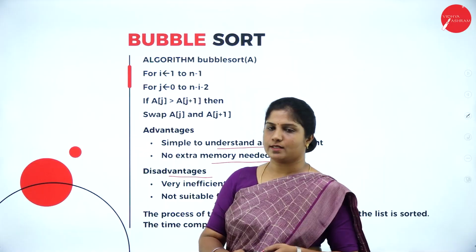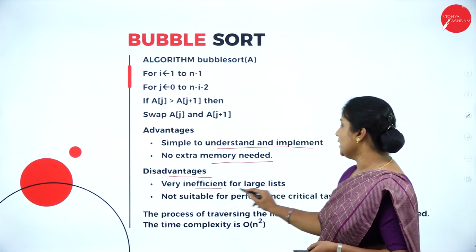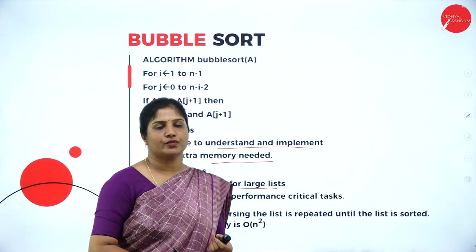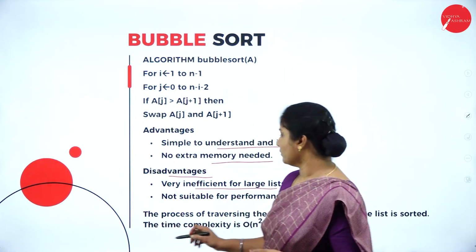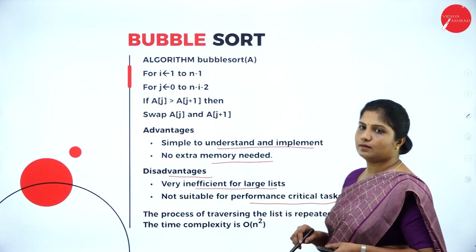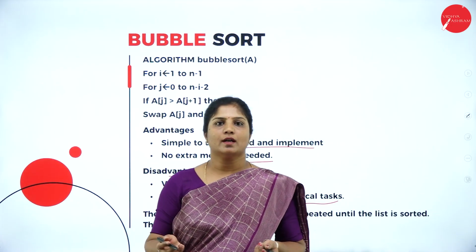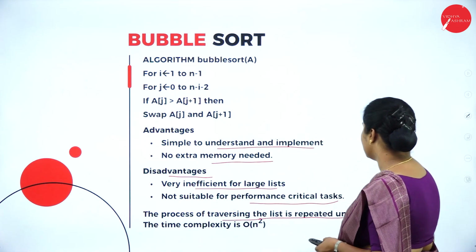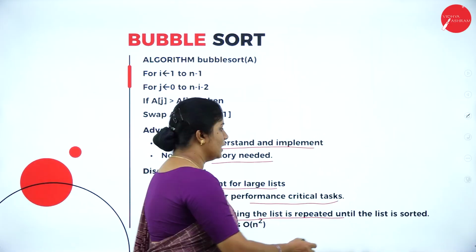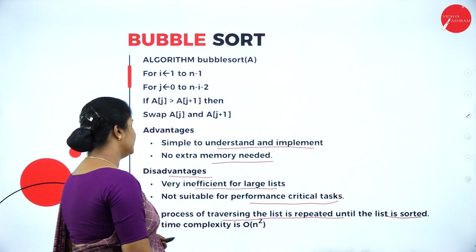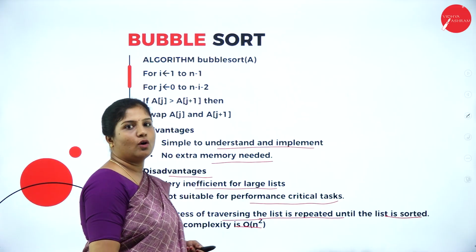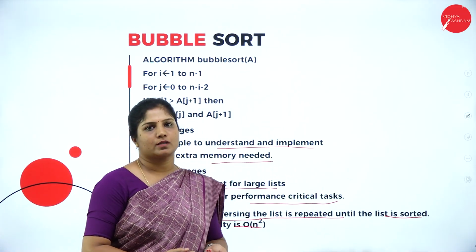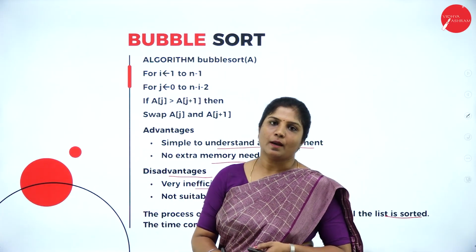What are the disadvantages we come across? It is very inefficient for large lists. So we can't use this bubble sort for complex programs. Not suitable for performance-critical tasks. The process of traversing the list is repeated until the list is sorted, so the time complexity will be big O of n square. This is how the bubble sort works, and we come across the advantages and disadvantages of the bubble sort.